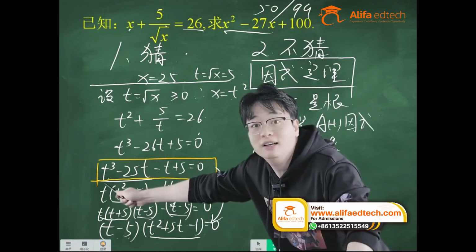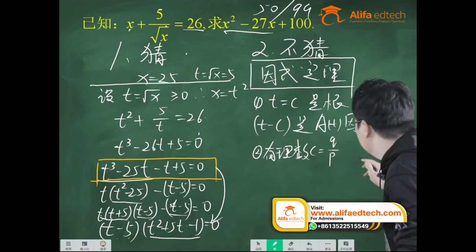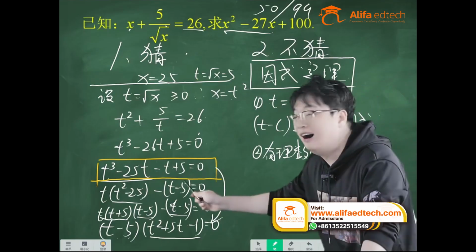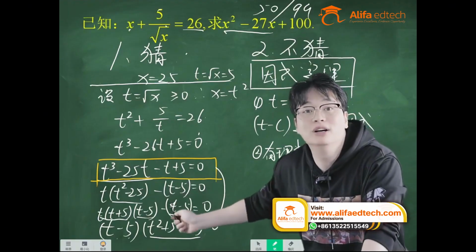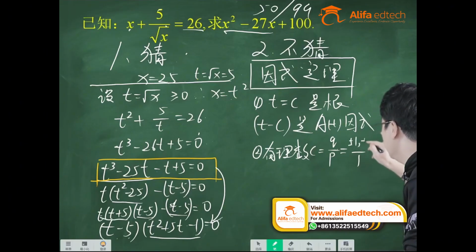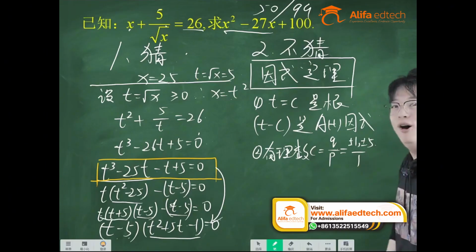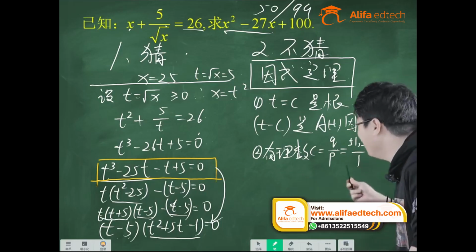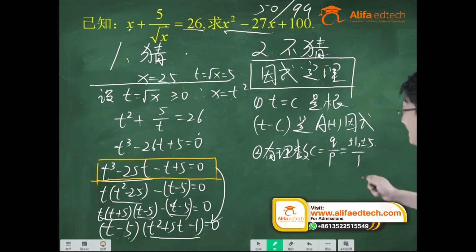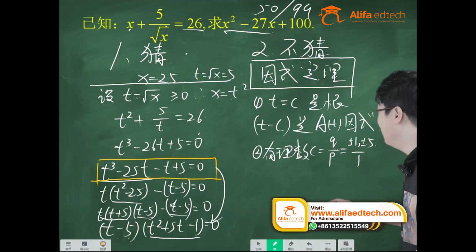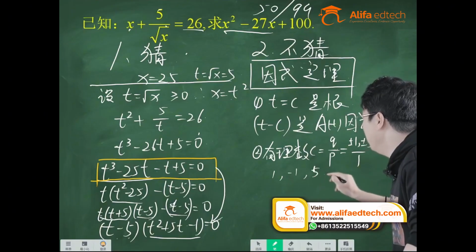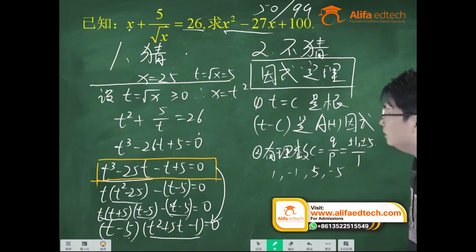My highest-degree coefficient is 1, and its factor can only be 1. Then what is q? q is a factor of the constant term. The constant term is equal to 5, so the factors of 5 are plus or minus 1, plus or minus 5. In other words, if this has a rational root, it must be within this range: 1 or minus 1, or plus 5, or minus 5. So which one is it?